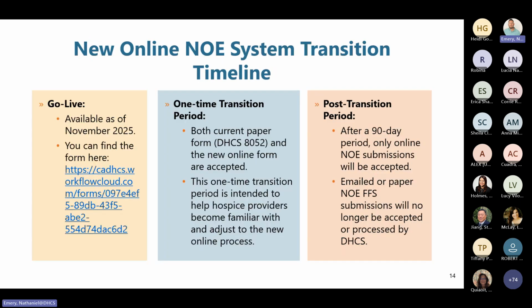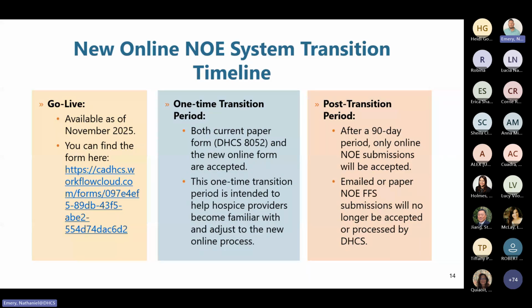So here's what the rollout will look like. The online form is available now for optional use. It was published in the beginning of November. Then after a 90-day transition period, it becomes mandatory. That means no more emailed or paper submissions. Everything will go through the online system. This gives everyone time to adjust and get comfortable with the new process.